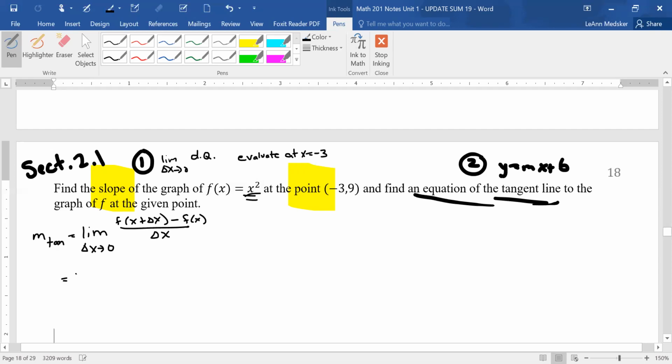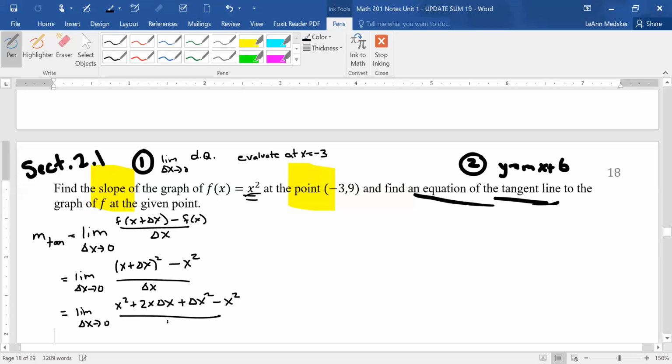So this would be equals the limit as delta x approaches 0 of, since it's just x squared, it's going to be x plus delta x squared for the first evaluation, and then just minus x squared for the second evaluation. So it's not too bad. So all over delta x, we need to FOIL out the top. So that would be x squared plus 2x delta x plus delta x squared minus x squared all over delta x. That's just FOILing this out by writing it twice and multiplying, and then we have our minus x squared.